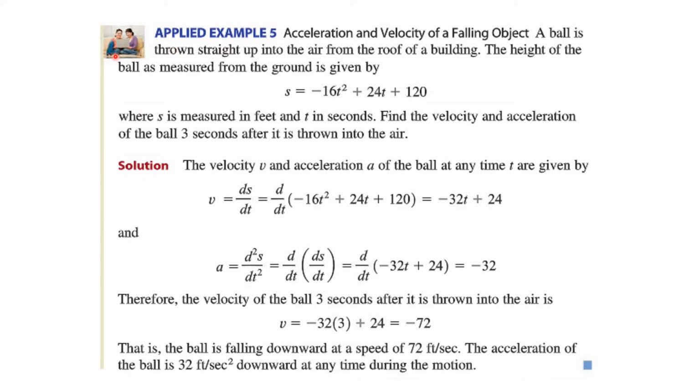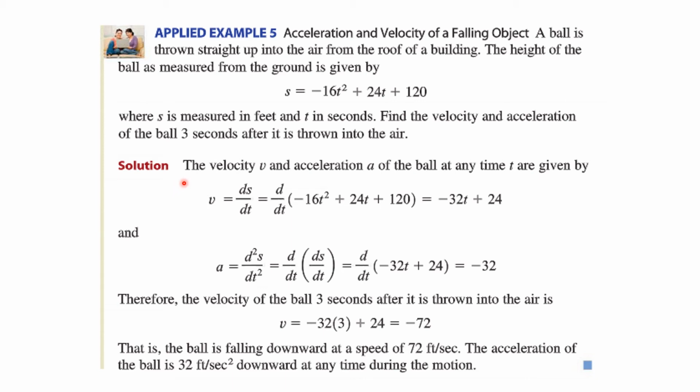We can apply this to more than just magnetic trains. So here we have a ball thrown straight up in the air from the roof of a building. The height of the ball measured from the ground is given by s equals minus 16t squared plus 24t plus 120. s is measured in feet and t is in seconds. Find the velocity and acceleration of the ball 3 seconds after it's thrown in the air. Now this ball is going to go up and go down, so this is actually a very useful physics problem.